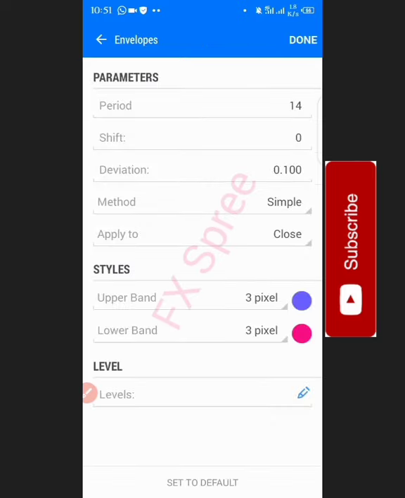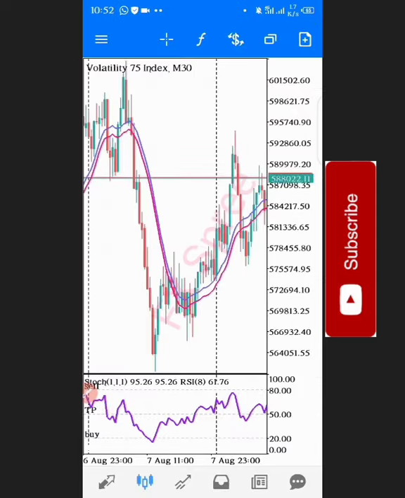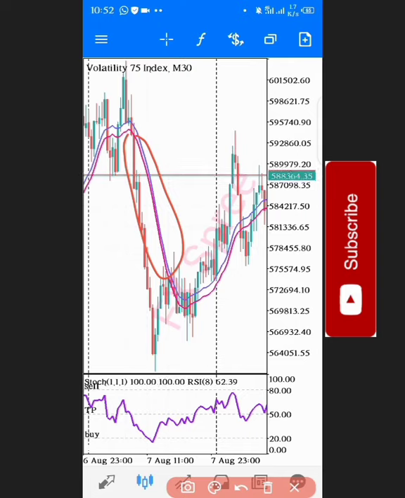So here we have the parameters: the period is 14, shift 0, deviation 0.100, simple, close. Then the upper band, we have 3 pixel, which is color purple, and the lower band 3 pixel color red. Then you click on done at the top right-hand side. You have it there, as you can see on the screen. This particular one is the envelopes.